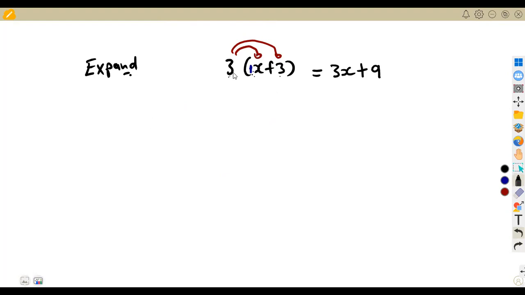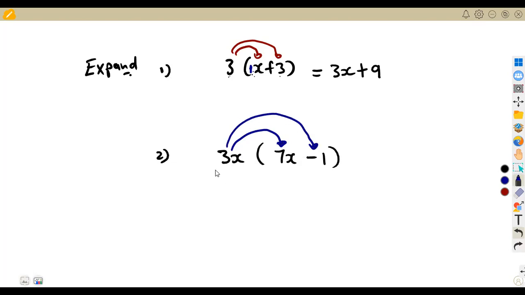Here we are given a single number outside of the bracket, but it can also be that we have x outside of the bracket. It can happen like that. Maybe it was given as 3x into 7x minus 1, and we are supposed to expand this bracket. In this case, the 3x that we have is going to multiply the same way. It is going to multiply the first term, and it is also going to multiply the second term.